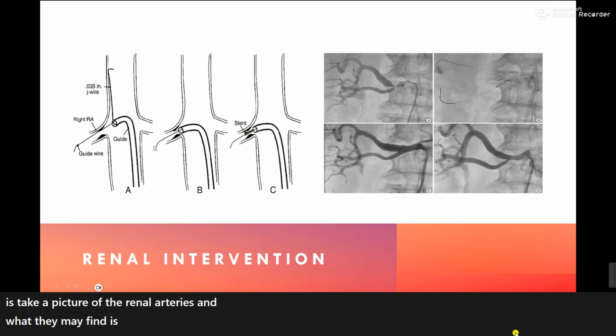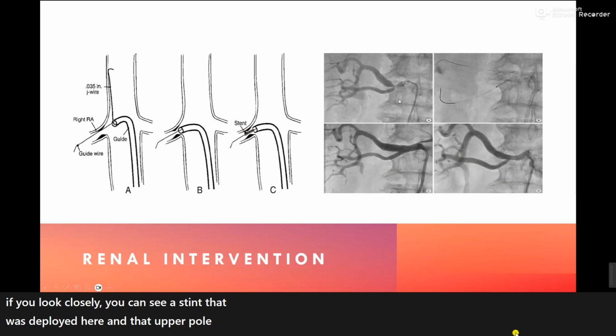So if they find a blockage, treat the blockage, and the blood pressure goes down, it kind of returns to something closer to normal, then we know that was hypertension secondary to renal artery stenosis. And the patient can probably come off of all, if not a lot, of those medications, because we fixed the issue that was causing the hypertension.